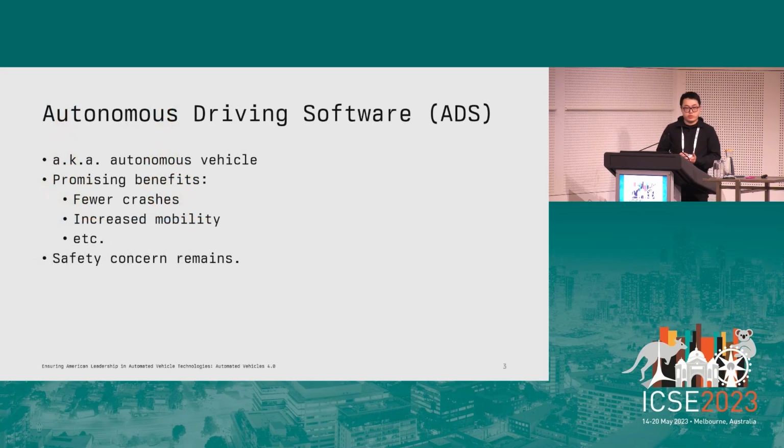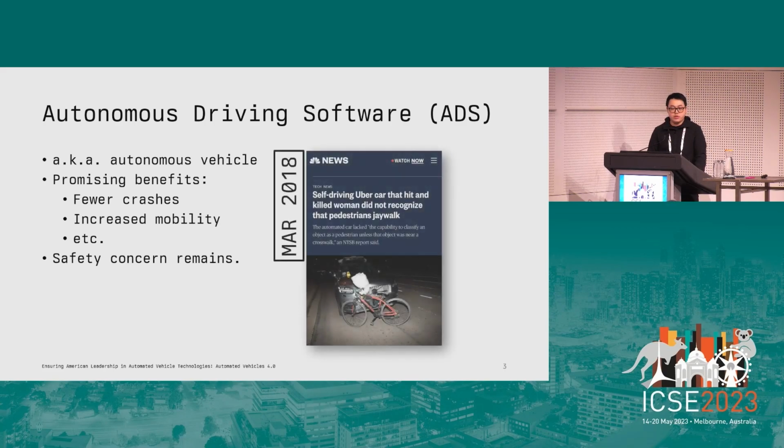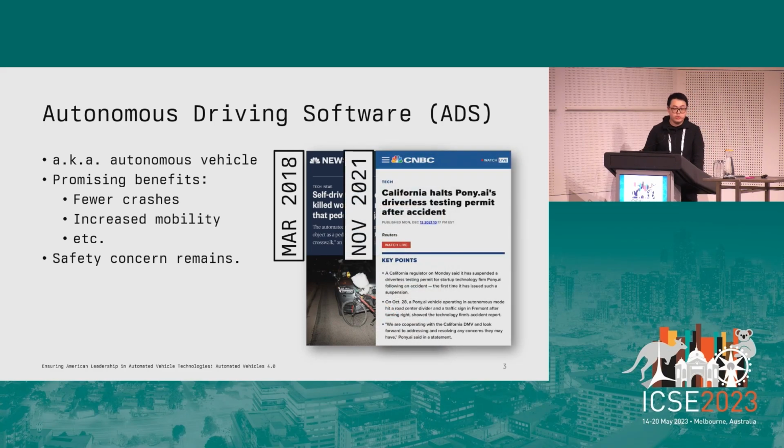The main subject that we're studying is autonomous driving software, ADS. They're also known as autonomous vehicles. There are many promising benefits, such as fewer crashes, increased mobility, etc. But we are not seeing many autonomous vehicles on public roads today because there are still safety concerns. So in March 2018, we see Uber's self-driving car hitting and killing a pedestrian. And in November 2021, we see Pony AI losing its driverless testing permit after an accident.